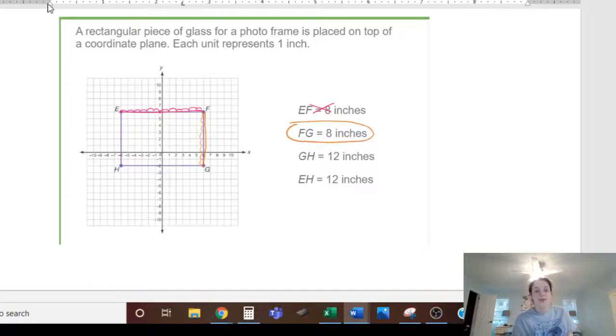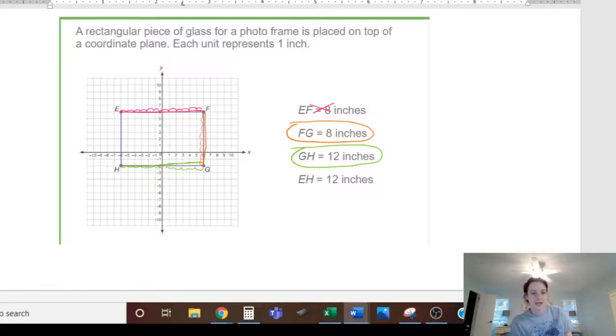Very good. But for some of these, remember that more than one can be correct, so I want to keep checking. G to H is 12 inches. So that's this bottom value here. Okay. 1, 2, 3, 4, 5, 6, 7, 8, 9, 10, 11, 12. So that's true as well. G to H is 12 inches.